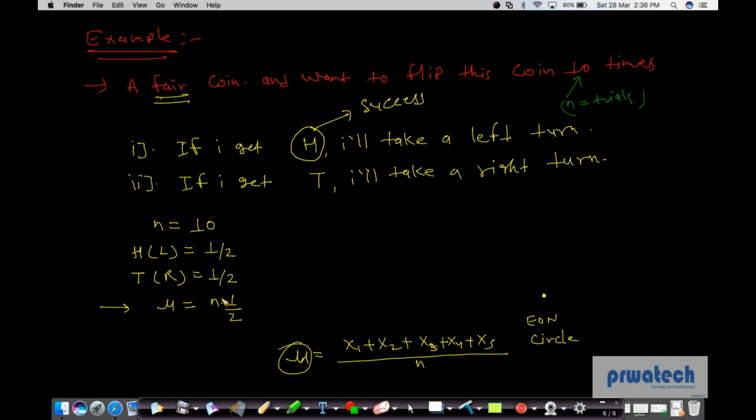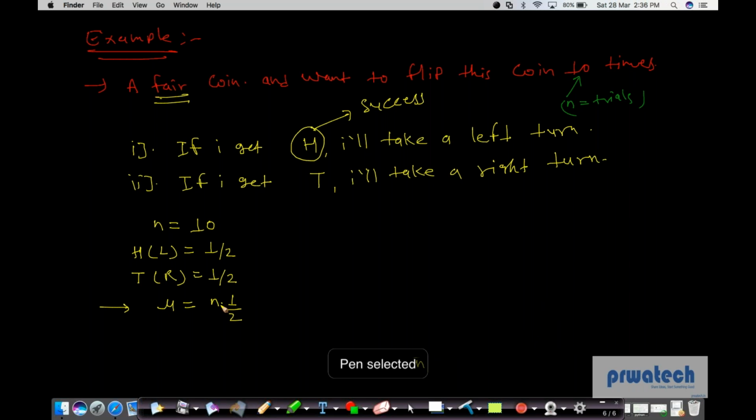Here I'm saying my total number of trials into the value of any probability. So any probability value is 1 by 2. So my mean will be, if I solve this, n into 1 by 2, n is 10. 10 into 1 by 2. So mean is 5.